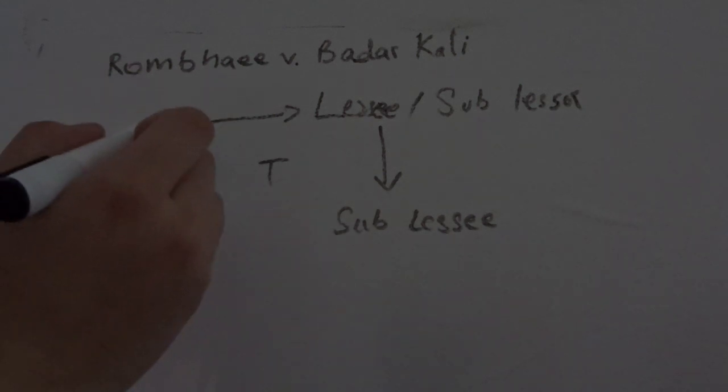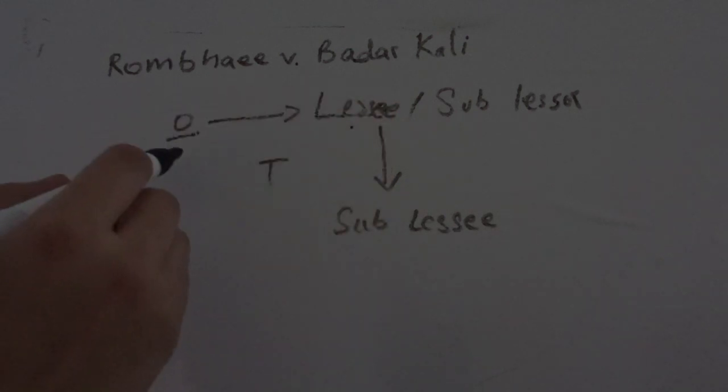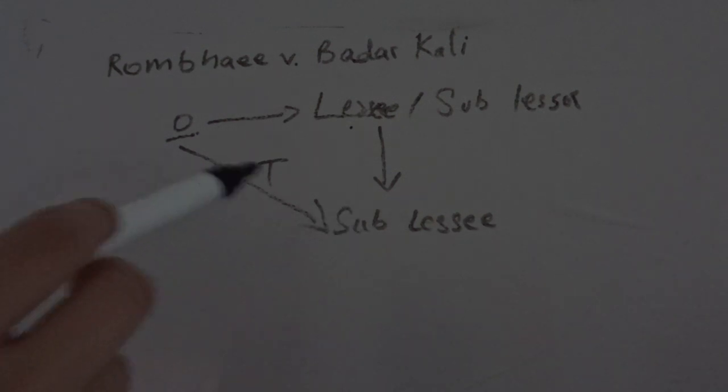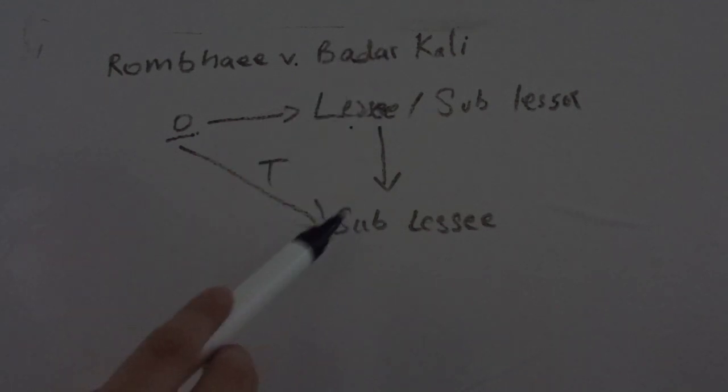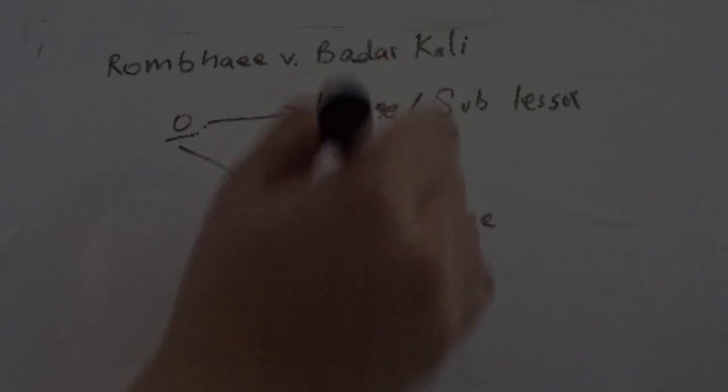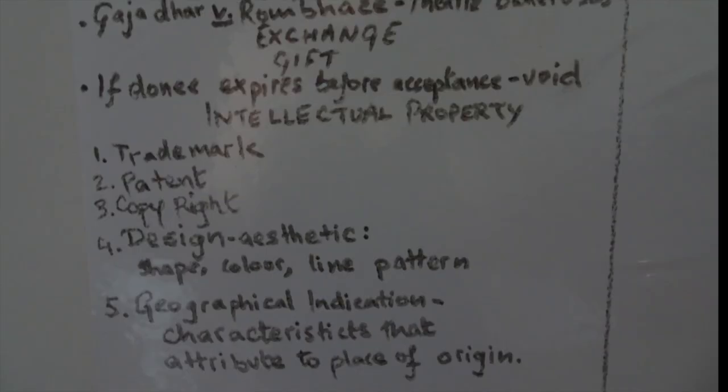When the original owner wanted the theatre to be emptied out, instead of contacting his lessee, he directly contacted the sublessee, which he's not supposed to do. Instead, what he's supposed to do is contact his lessee, who in turn is supposed to contact the sublessee. That's essentially Rombe versus Badarkali. So let's move on to exchange. Exchange is basically the transfer of ownership of a property in exchange for the ownership of another property. That's it. Nothing much more to it.